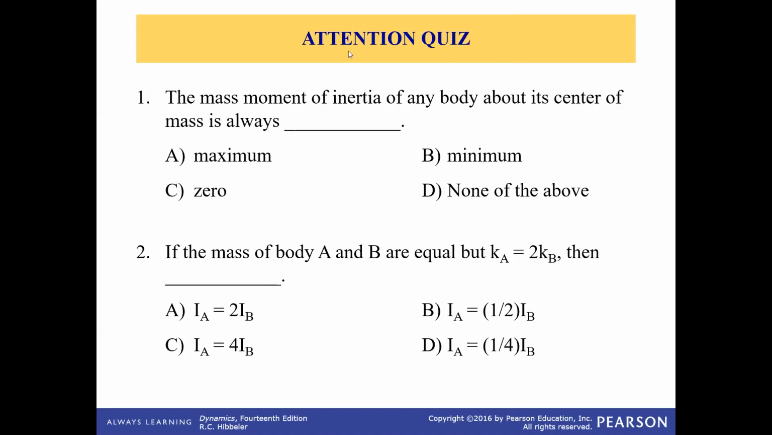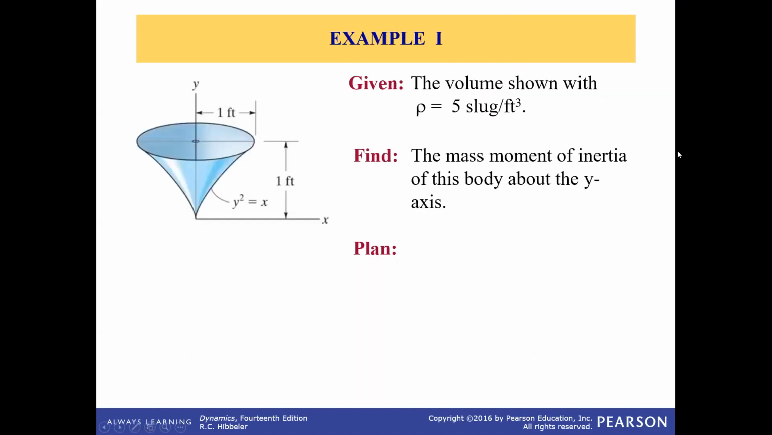Now we'll take a look at a couple of examples. In the first example, for the volume shown here, when you see a rho, that refers to mass density. It's 5 slugs per feet cubed, so that means we are using the pound-foot-second unit system in this problem. It says find the moment of inertia of this body about the y-axis. So this is the y-axis.